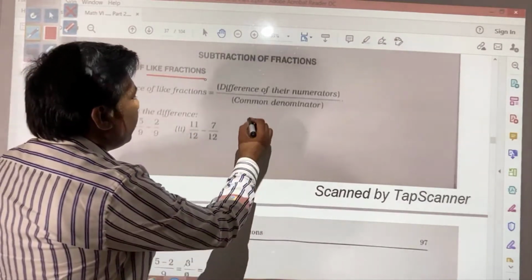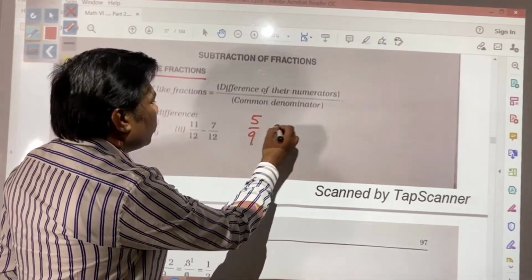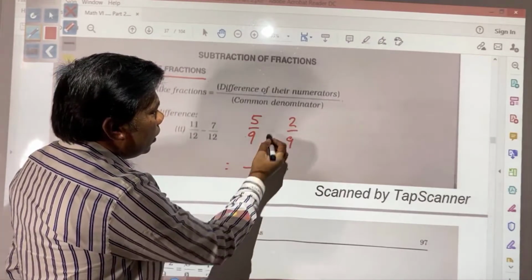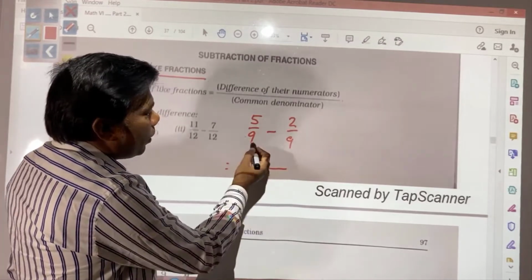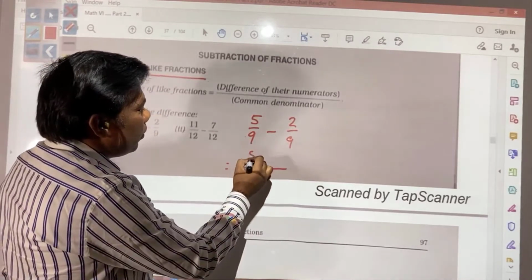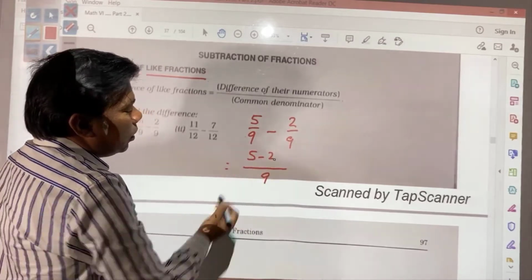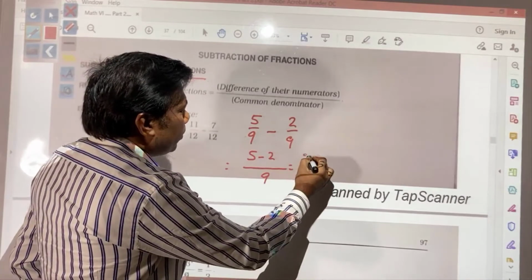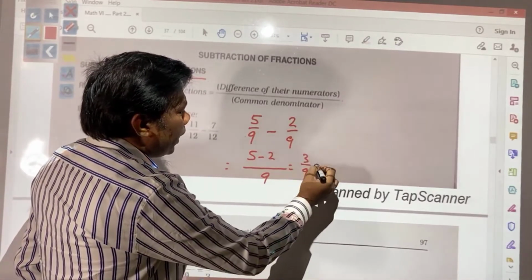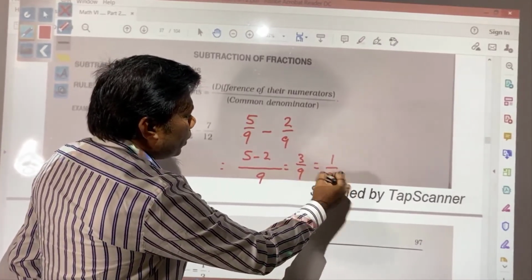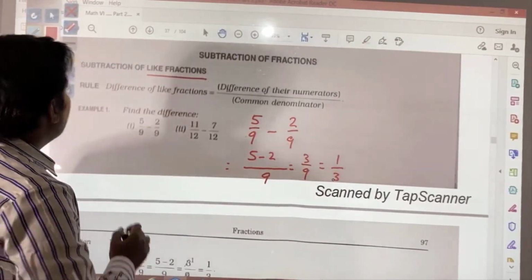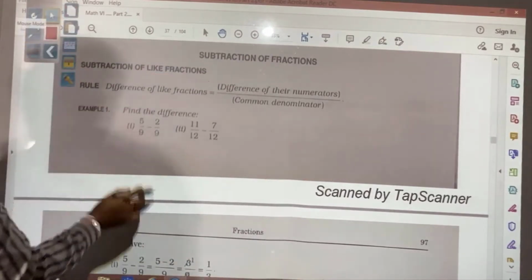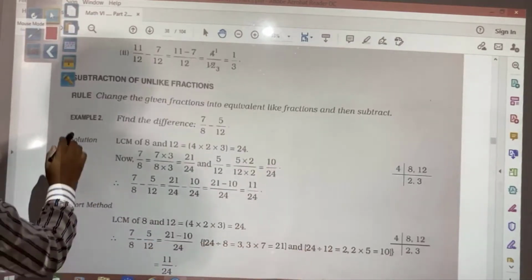So suppose you have 5 by 9 and 2 by 9 and you need to subtract them. What needs to be done? We write 9 as the common denominator, then 5 minus 2. You just need to find the difference of the numerators. So this is 3 by 9, and in standard form it will be 1 by 3. In this way this is required to be done. As we have done in addition, the same thing is required to be done here also. The same rule is required to be applied.